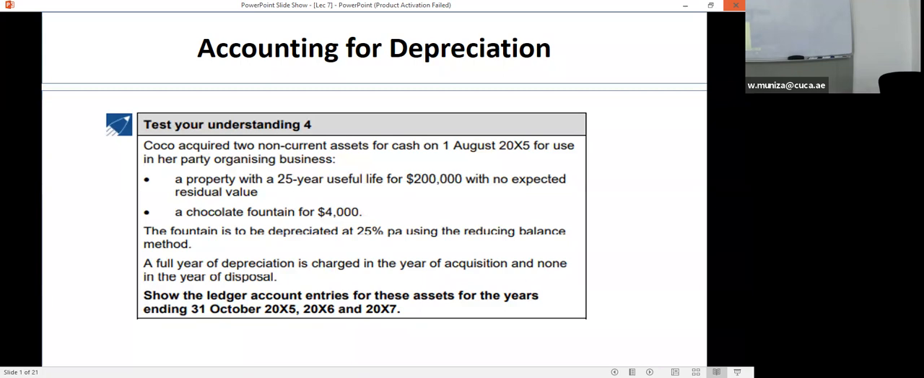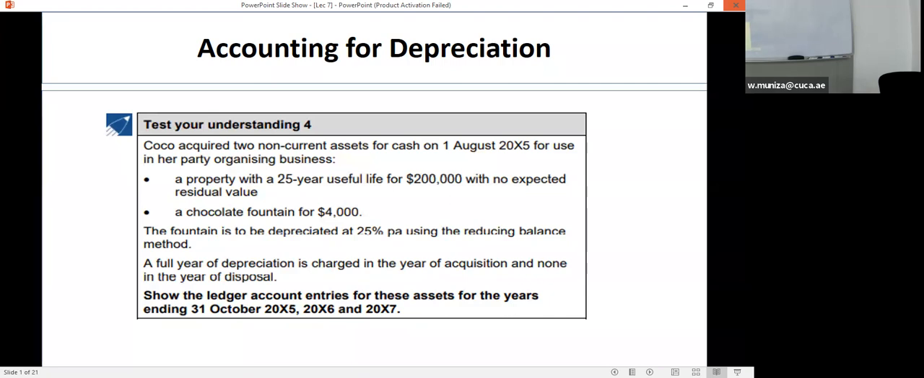Got it? So what is the definition of depreciation as per IAS 16? It is the systematic allocation of the depreciable amount over the estimated useful life of an asset. This is the definition of depreciation. On the other hand, we had discussed the second method to calculate depreciation, that is reducing balance method.